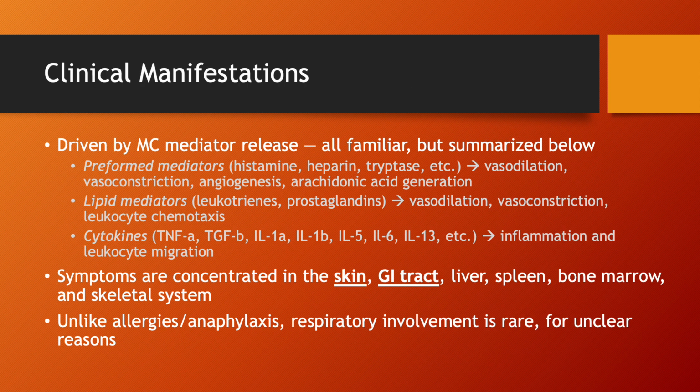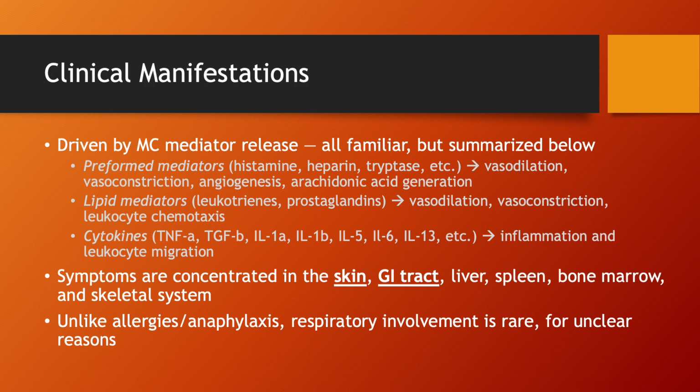What does this actually look like in a patient? We are going to have a ton of mast cell mediator release, and this is very familiar from various lectures on allergic inflammation and a lot of other atopic diseases. So I won't really summarize these. You can read these if you need a refresher. But some of the things that help differentiate mastocytosis clinical symptoms from other atopic diseases is that it's really focused in the skin and the GI tract, and then you also see involvement of the liver and spleen and bone marrow as well, and a little bit of the skeletal system.